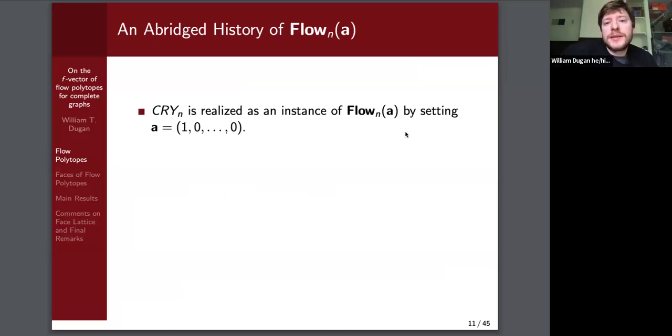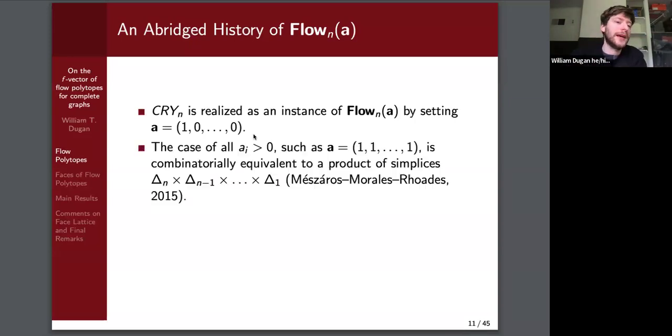Okay, so what has been studied for this family of flow_n(a) before? The first thing is our motivating example, the Chan-Robbins-Yuen polytope. This is an instance of flow_n(a), and you can get that by setting a = (1, 0, 0, 0). And by the way, from here on I'm also leaving off the last entry because, again, it's completely determined by the previous entries. So you'll only see non-negative things, but the last entry is just the negative sum of the a_i's.